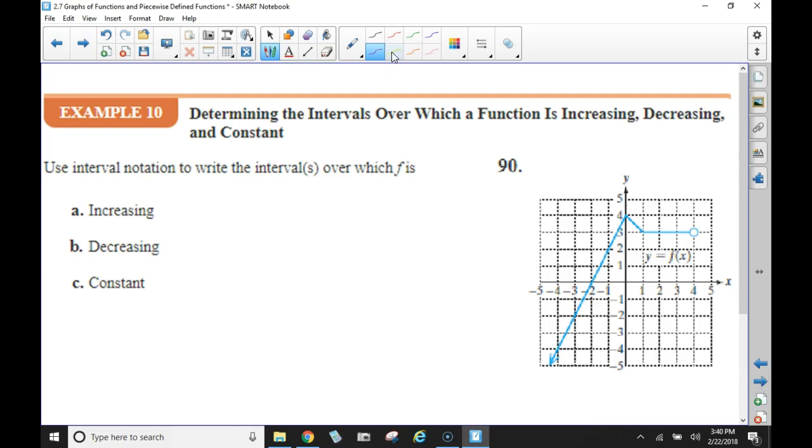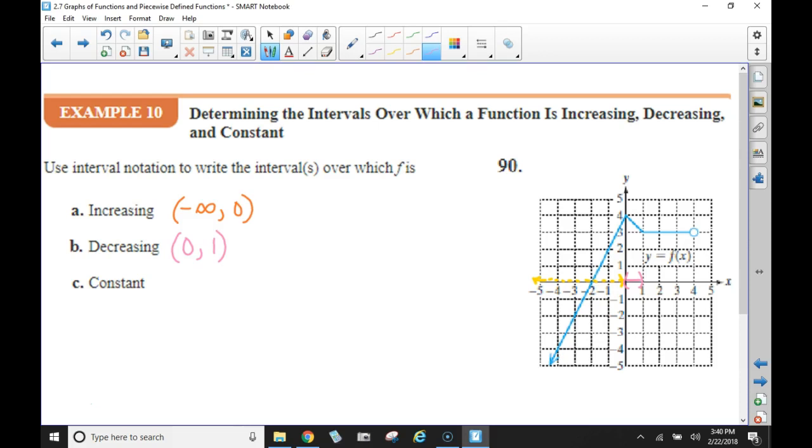Okay? So what you want to do is you want to say, well, on this whole interval, all values of x that are less than 0, that whole thing, the function is going up, it is increasing. Okay? So it is going to be increasing on the interval from negative infinity to 0. The function is decreasing just in between 0 and 1. Okay? So we would say the function is decreasing in between 0 and 1.